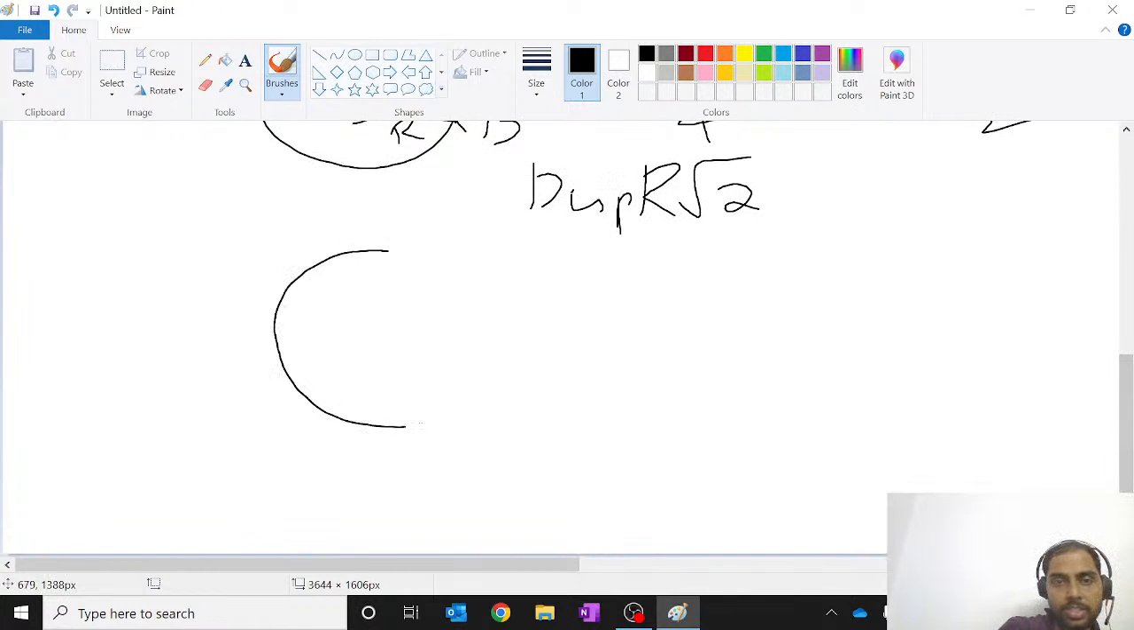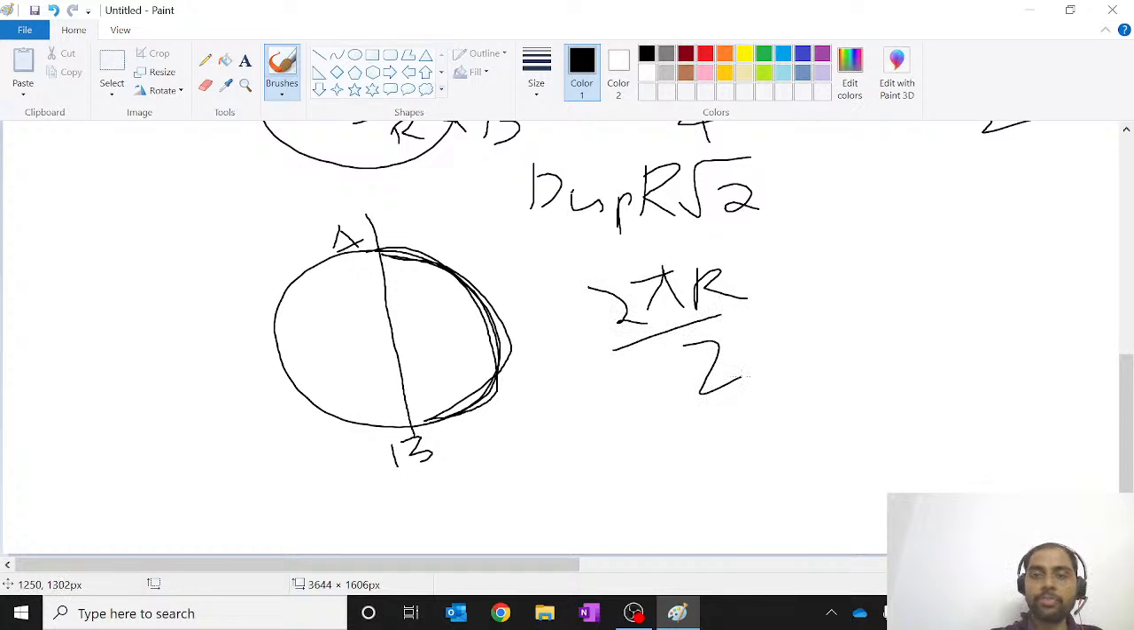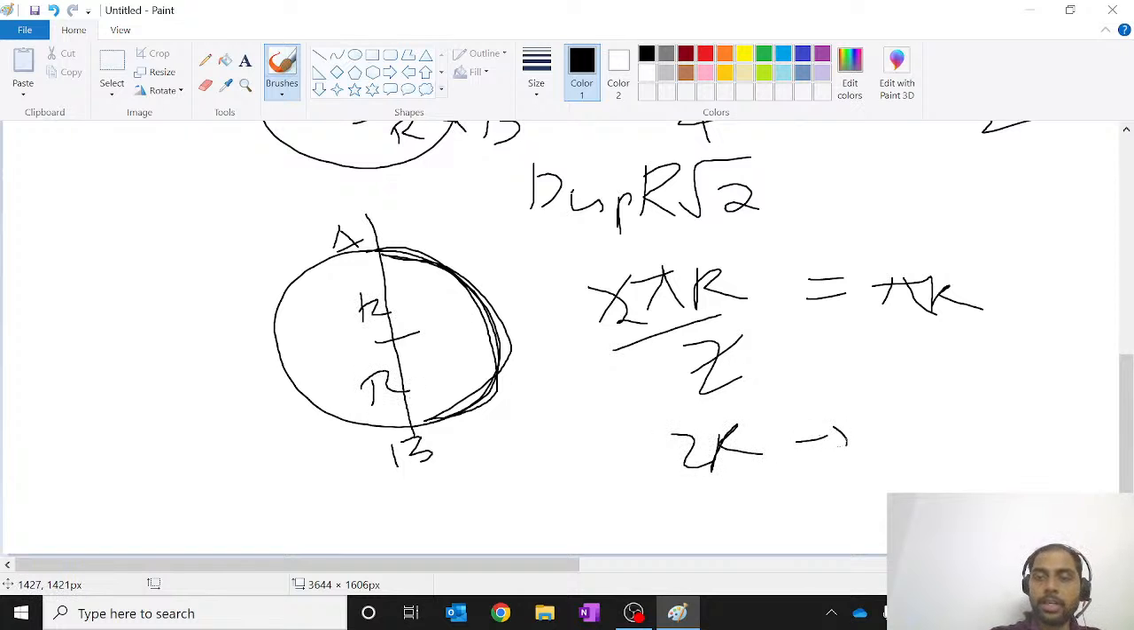Similarly, if I extend the same logic to A and B, what will the distance be? This is nothing but 2 pi r by 2, because I have traveled half the circle. Therefore, my distance is pi r. Correct? Similarly, what will be my displacement? If this is r, the shortest distance is r plus r, which is 2r. That is my displacement. Clear?